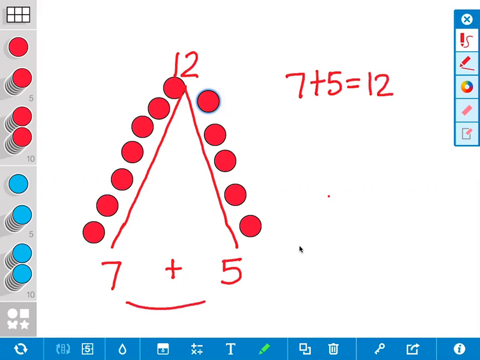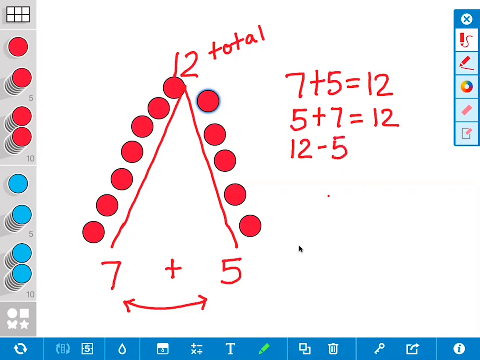Now remember, you can switch your partners and you keep the same total. Remember the total's on the top. So I'm going to switch the 5 with the 7 and I still get 12. Now I want to get some more equations from this family. So I'm going to start with 12, the total on top, and I'm going to take away 5.